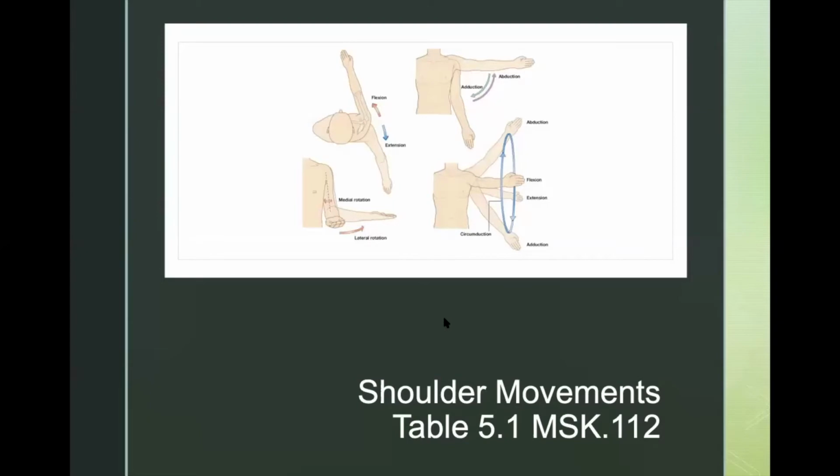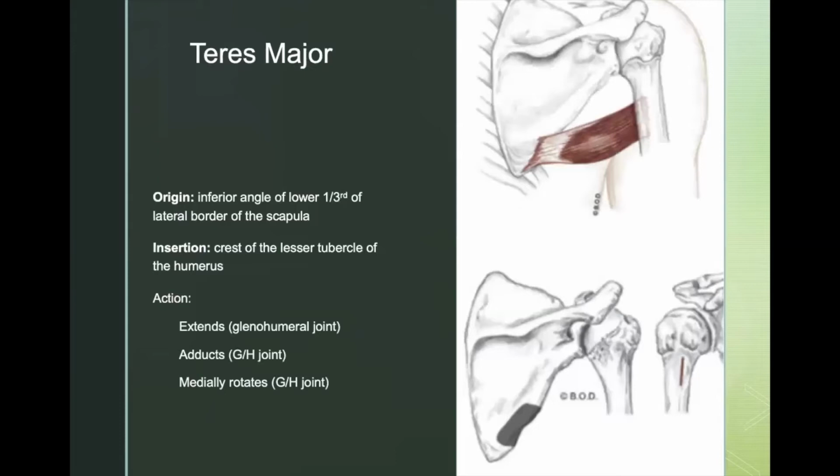All right, so here we have, again, those movements just for you to review. And then we have our muscles that move the shoulder, starting with the teres major. The teres major is often called the little friend of the latissimus dorsi, which will be coming next. So these two muscles, they are paired together because they do all of the same actions. Now remember, from the rotator cuff, the subscapularis also does all of these same actions.